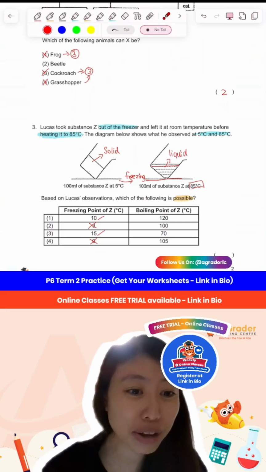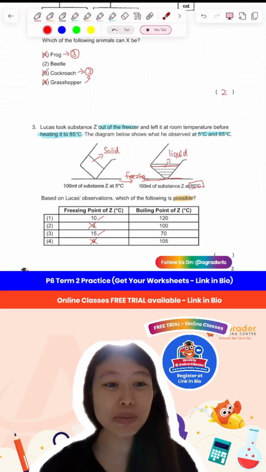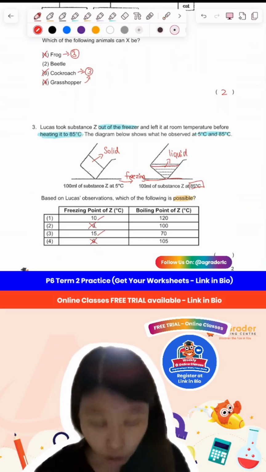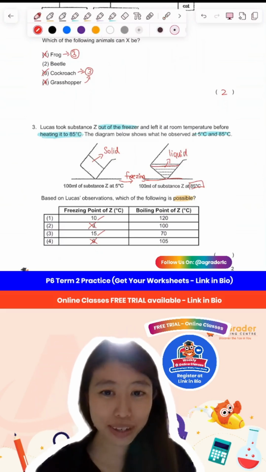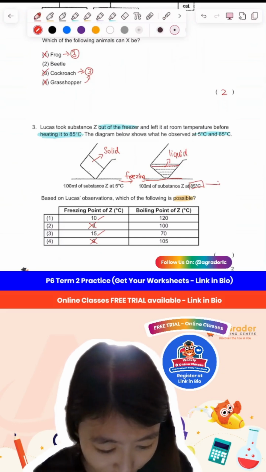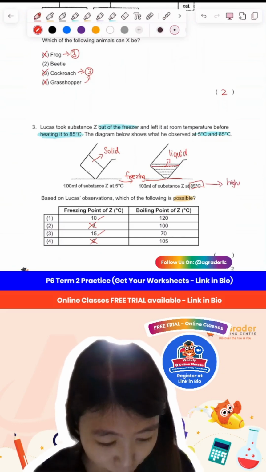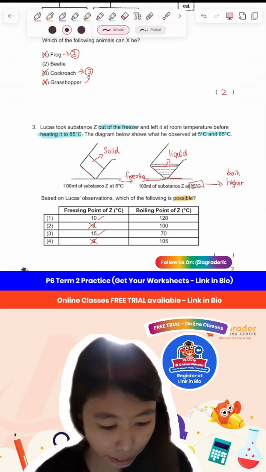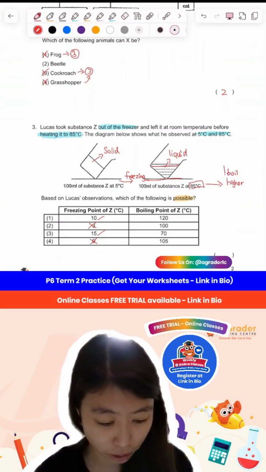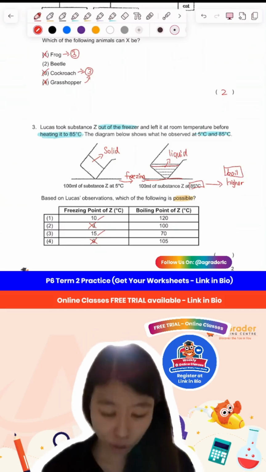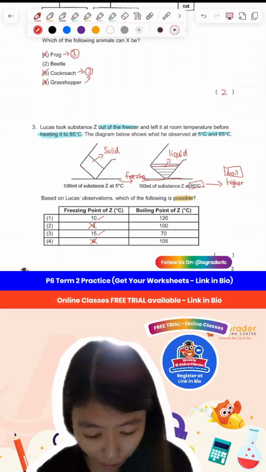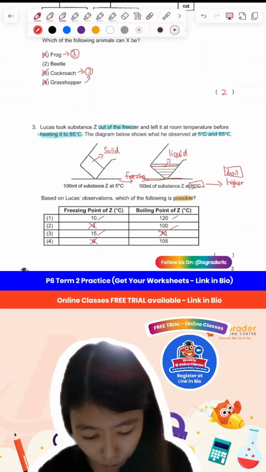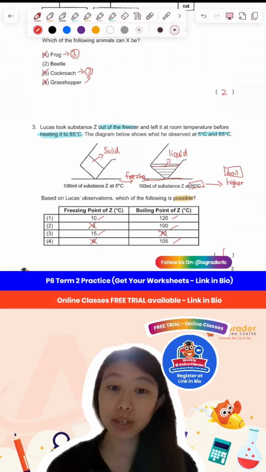A lot of you say higher. Very good. It's supposed to be higher. In order for Z to boil, it needs to be even higher, then it starts to boil. Then it can become a gaseous state at this point. So it needs to be higher than 85. 70 is not higher than 85, so I'm only left with option 1. The rest are possible.